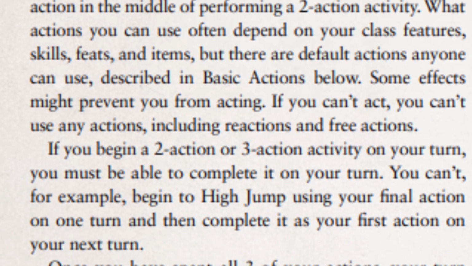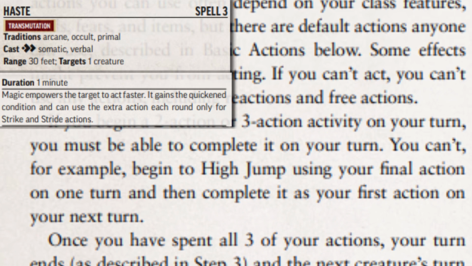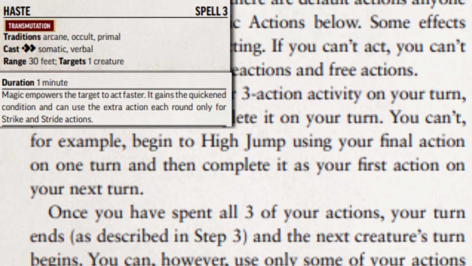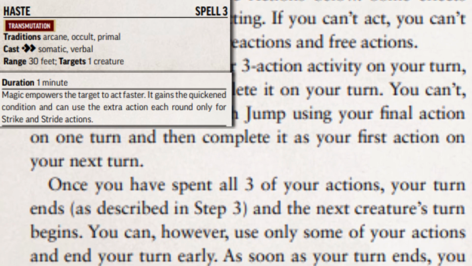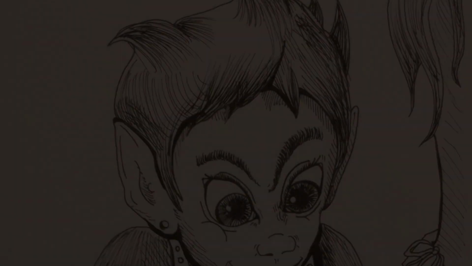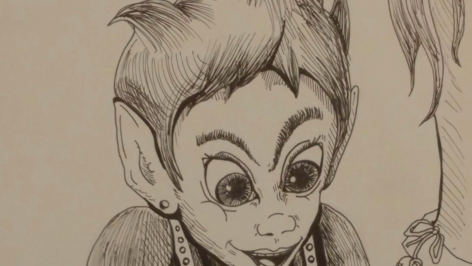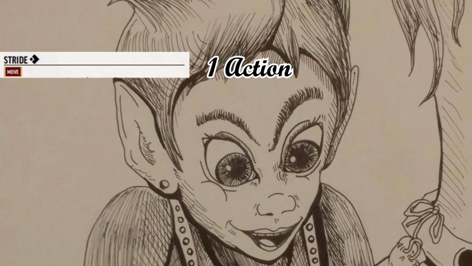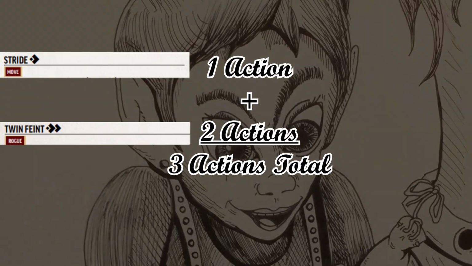Some spells and abilities, however, such as the spell Haste, can grant characters extra actions on their turn, but unless such an effect is active, they are limited to 3 actions per turn. So Hugo decides to forego his first attack and just use the Stride and Twin Feint actions.